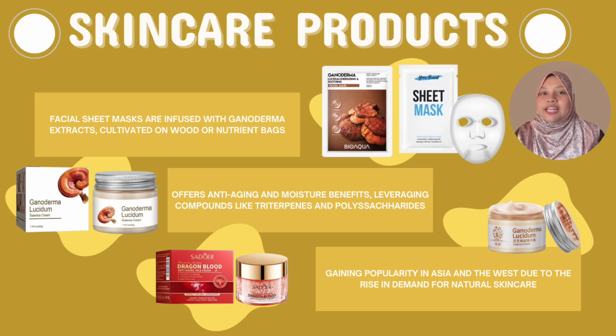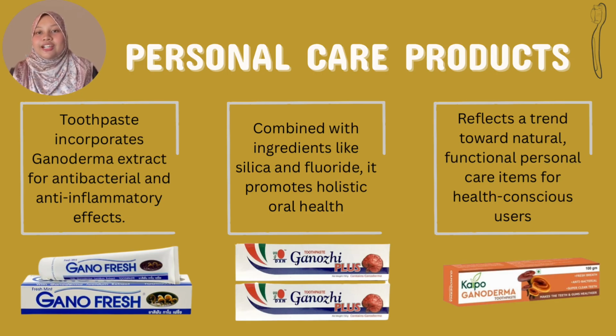Let's start with skincare. Ganoderma is used in face masks, creams and lotion. It helps fight signs of aging and keep your skin smooth and healthy. In personal care, Ganoderma is added to toothpaste. It helps fight bacteria and reduce swelling in your mouth. Combined with other ingredients, it keeps your teeth and gums clean and strong. It's a great choice for people who prefer natural products.